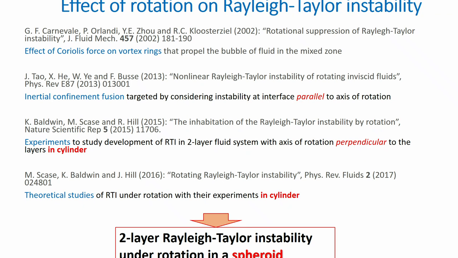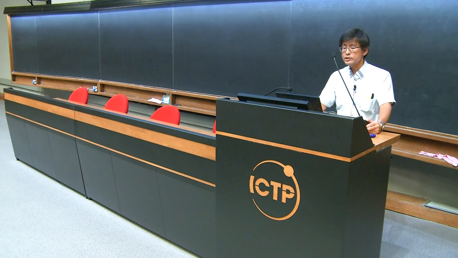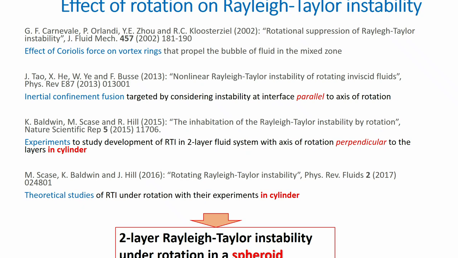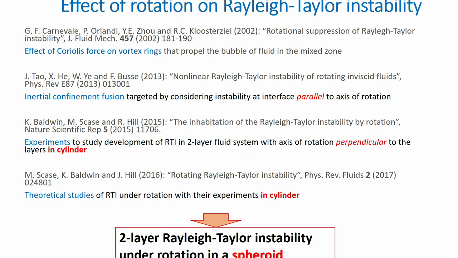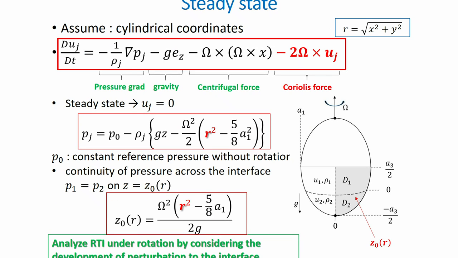And there are several pioneering works on rotational stabilization. First, it was made by Canibert and Professor Orlandi, and they focus on the effect of Coriolis force on vortex rings. Then there are recent works by Tower, and you see Baldwin's experiment, and also they made beautiful theoretical works. Maybe I skipped one slide.